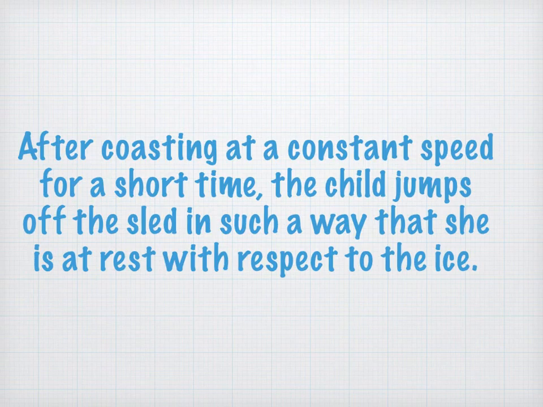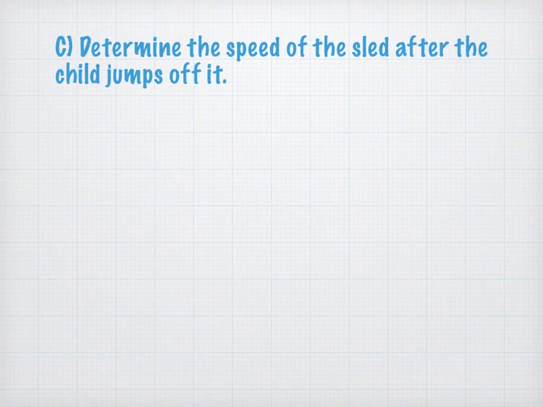After coasting at a constant speed for a short time, the child jumps off the sled in such a way that she is at rest with respect to the ice. Part C. Determine the speed of the sled after the child jumps off it.